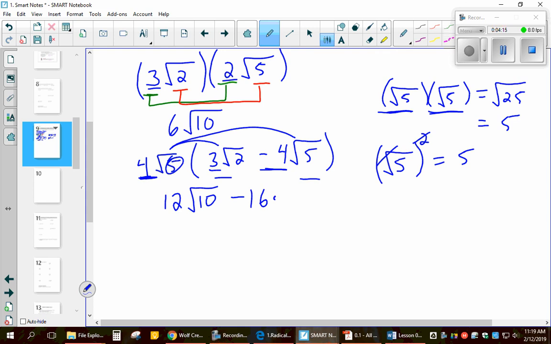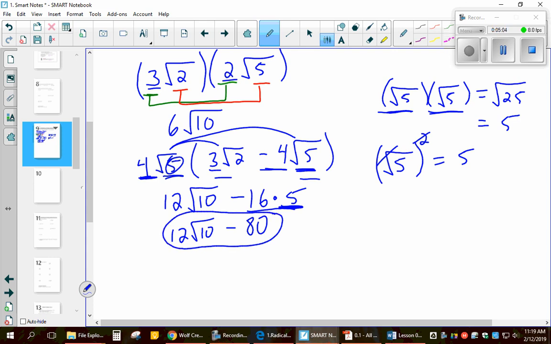So when we do this one, it'll be 16 times 5. Okay, so then in the end, I've got 12 root 10 minus, and then 16 times 5, 80. Why didn't we leave it as a square root? Because we didn't need to. Because square root of 5 times the square root of 5 was just 5, just the number 5. So we don't need a radical there anymore. We can write it as an actual number at that point. And then this is my answer. It looks weird, that doesn't seem like an answer, but that is my answer.